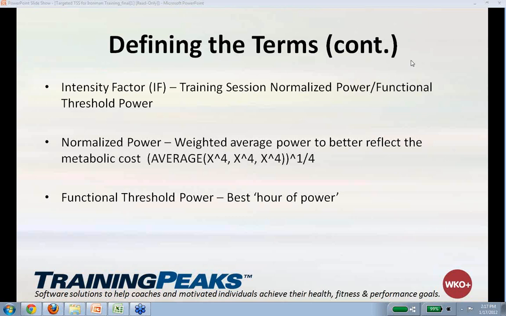And now with the more sophisticated head units, they will actually calculate your normalized power for you. Yeah, I think Garmin does that. Garmin does it. Okay. There's been new updates.